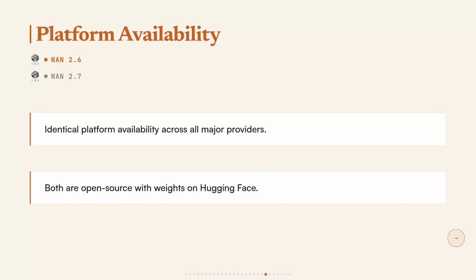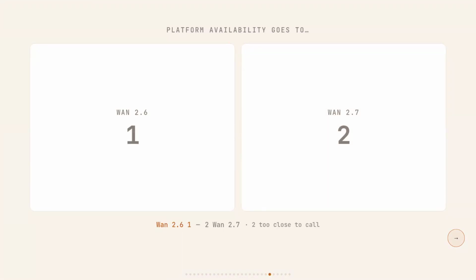The one thing worth flagging is that open weights on Hugging Face mean different things depending on your setup. WAN 2.6's 14 billion parameter footprint is meaningfully lighter to self-host than WAN 2.7's 27 billion parameter architecture. So if you're running your own inference, WAN 2.6 has a real hardware advantage that doesn't show up in the platform availability count. Platform availability is another tie, which makes sense, given Alibaba released both models with the same distribution strategy. Final score, WAN 2.7, 2, WAN 2.6, 1, 2 tied.